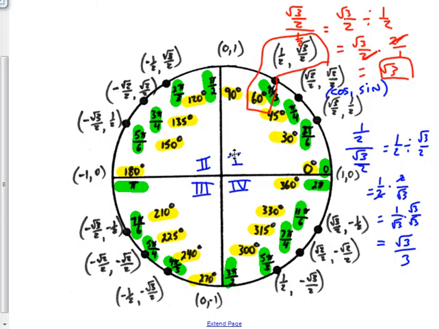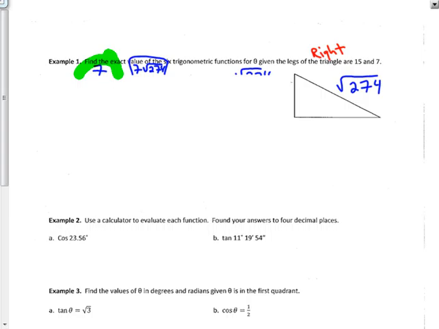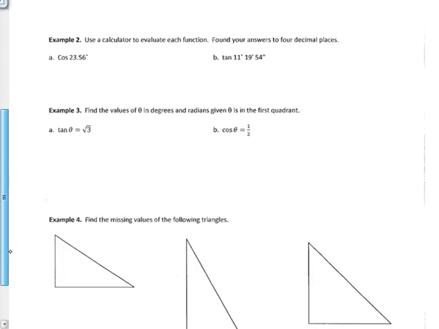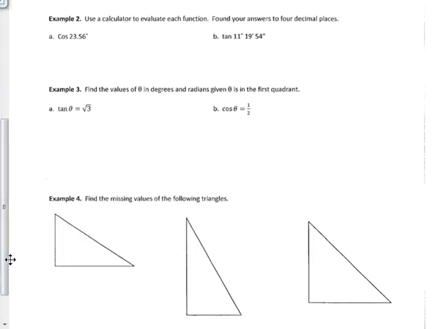And so when I'm looking at this, I'm pulling things off the unit circle. I want to use 60 degrees and pi over 3. So when I go back to what the question asked, it said find the values of theta in degrees and radians, given that theta is in the first quadrant where tangent is square root of 3. Well, the degrees was 60 degrees, and the radians was pi over 3. Just pulling that off of there.